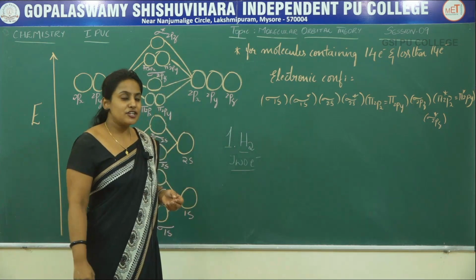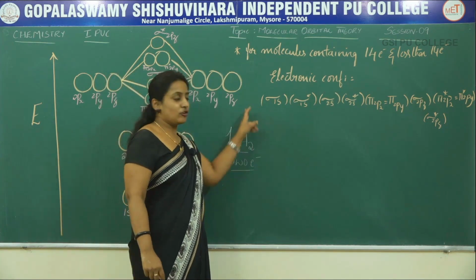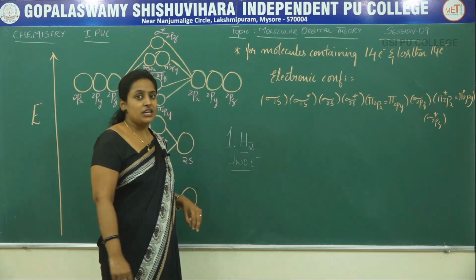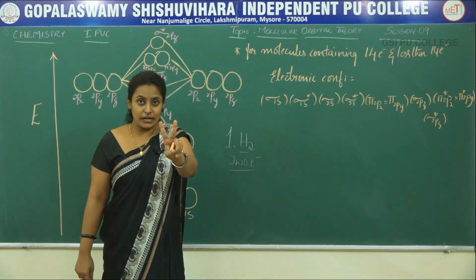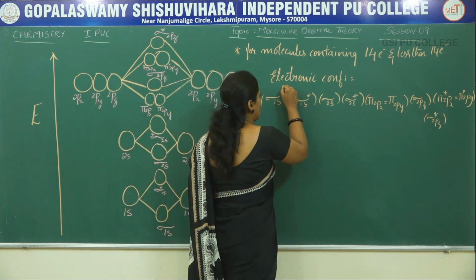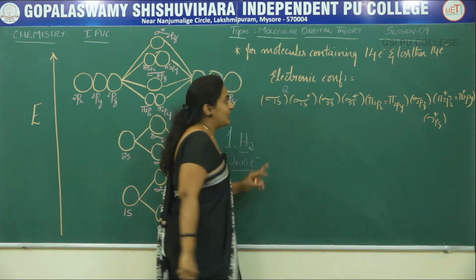So, firstly, we should accommodate the 2 electrons in this electronic configuration. As we know, each orbital can have a maximum of 2 electrons. So, the electronic configuration would be sigma 1s2.